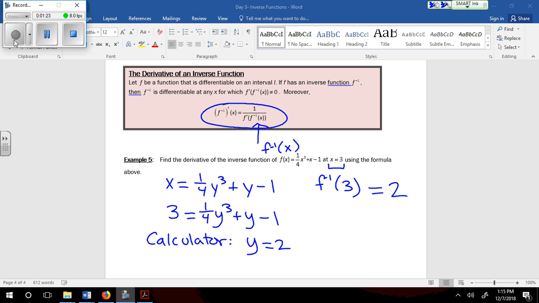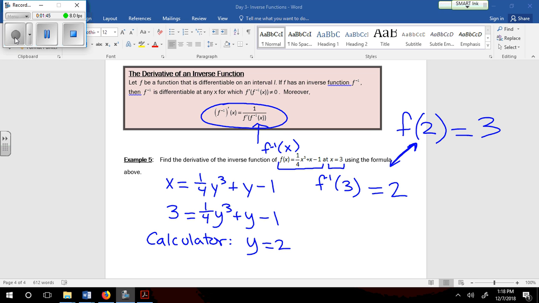Now this makes sense because if we were to take the function of 2 and plug it in for the original function here, it's going to equal 3. And that's the relationship between a function and its inverse.